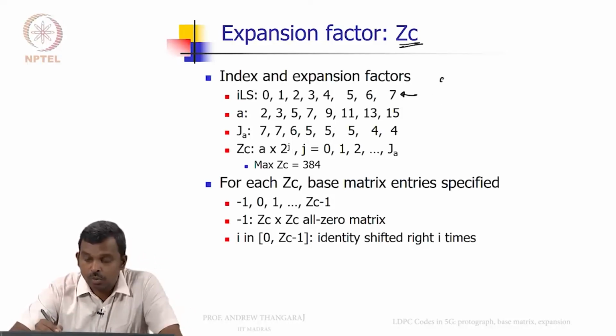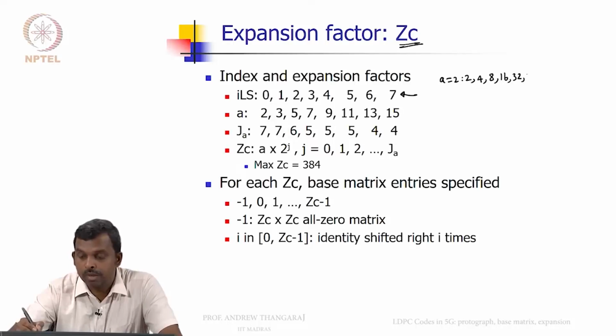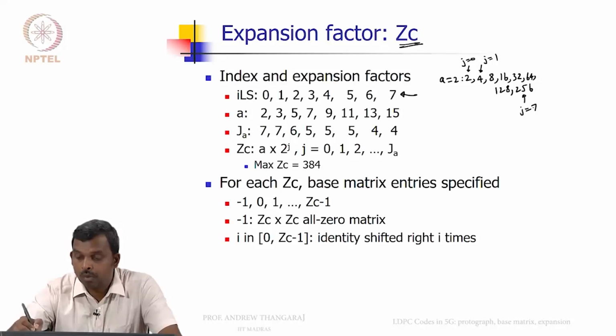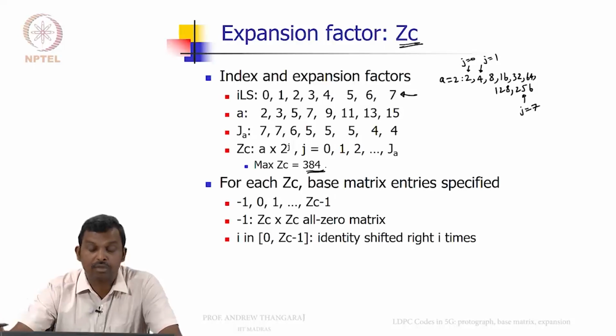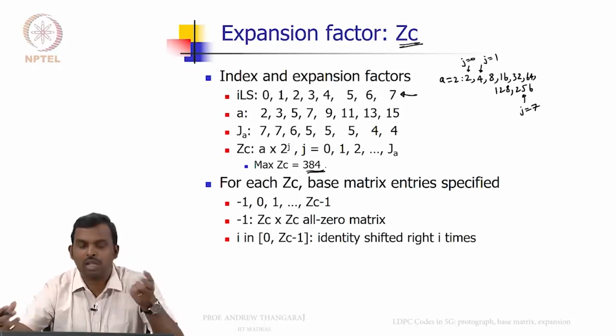So if you look at A equals 2, it corresponds to expansions of 2, 4, 8, 16, all the way up to 256. So 32, 64, 128, 256. This corresponds to J equals 0, this is J equals 1, all the way up to J equals 7. Those are all the expansions possible, and you can figure out where the largest will come from. It turns out the largest expansion is 384. This is just given to sort out all the expansions.